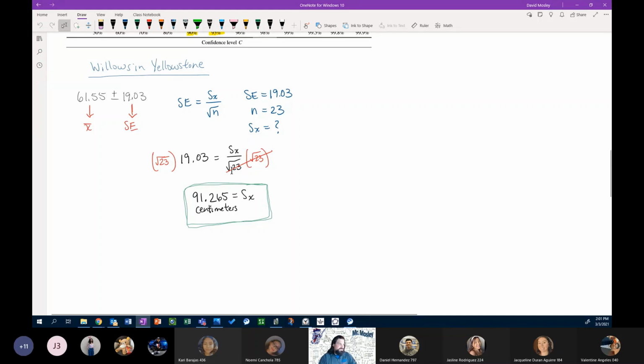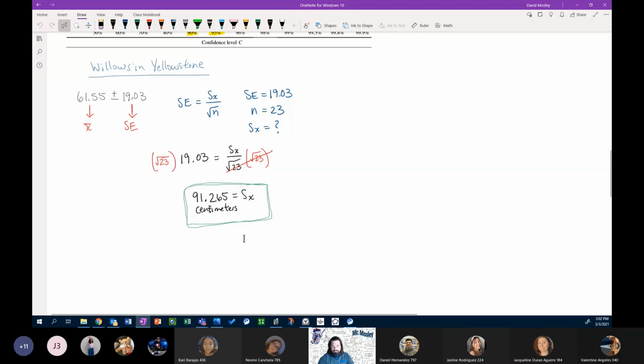To solve for S of X, we simply multiply each side by square root of 23. That cancels the square root of 23 on the right-hand side, multiplies by this on the left-hand side, and that's the only calculation we have to do. We end up with 91.265 approximately, equaling S sub X, and that's in centimeters as the unit.